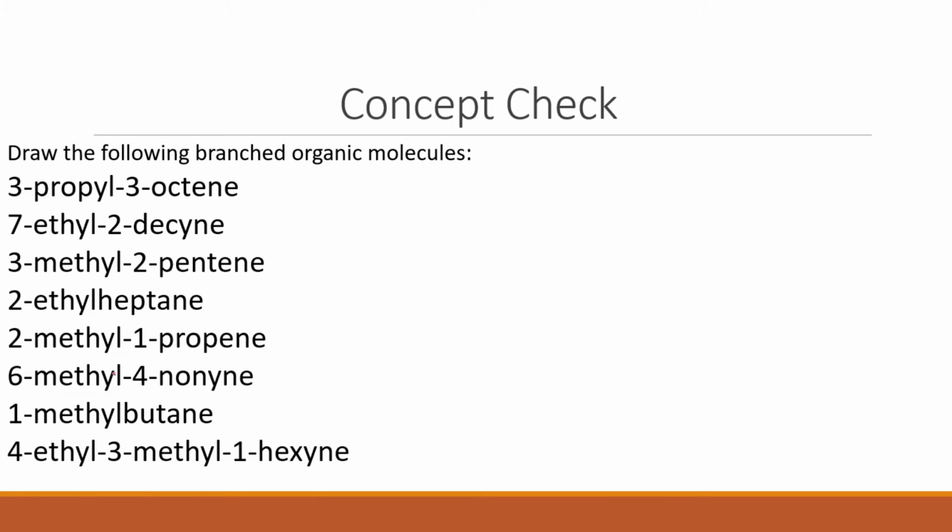6-methyl-4-nonyne. I'm going to start by drawing nonyne, which is 9 carbons in a row, 9 carbons in a row for the non. Yne means triple bond. 4 means on the fourth: first, second, third, fourth, triple bond. Then on the 6th carbon, a branch of 1 additional: 1, 2, 3, 4, 5, 6. 1 additional. Filling in all of my H's gives me 6-methyl-4-nonyne.